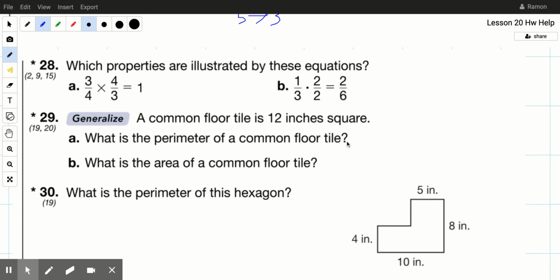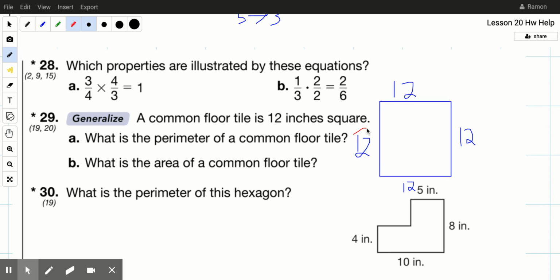A common floor tile is 12 inches square. What is the perimeter of a common floor tile? And then what is the area of a common floor tile? So I know that the phrasing can be a little confusing, but 12 inches square basically means that one of the sides is 12 inches long. So then to find the perimeter, all we do is add all the lengths, or since it's a regular polygon, we can just multiply 12 times the number of sides. Then to find the area, since it's a square, you do side times side, which in this case is 12 times 12.